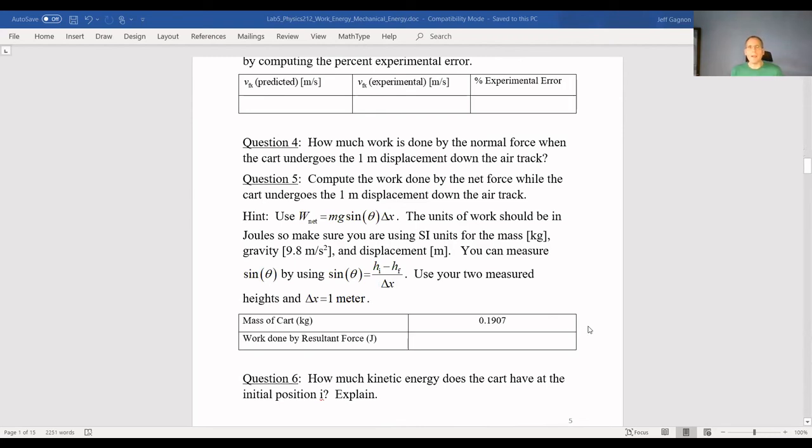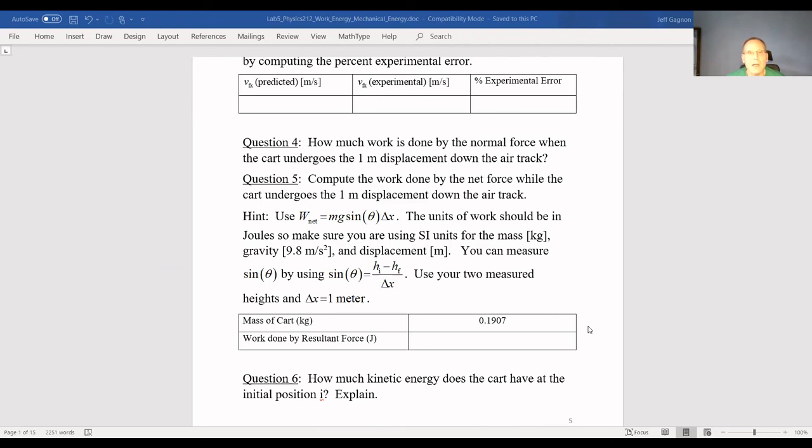Okay, question 4. How much work is done by the normal force when the cart undergoes the 1 meter displacement down the track? So again, you guys may know this already from lecture. So think about that, right? The normal force and the displacement vector make an angle relative to one another of 90 degrees, right? They're right angles to one another. So that should help you answer that question. So how much work is done just by the normal force when it goes 1 meter down the air track?